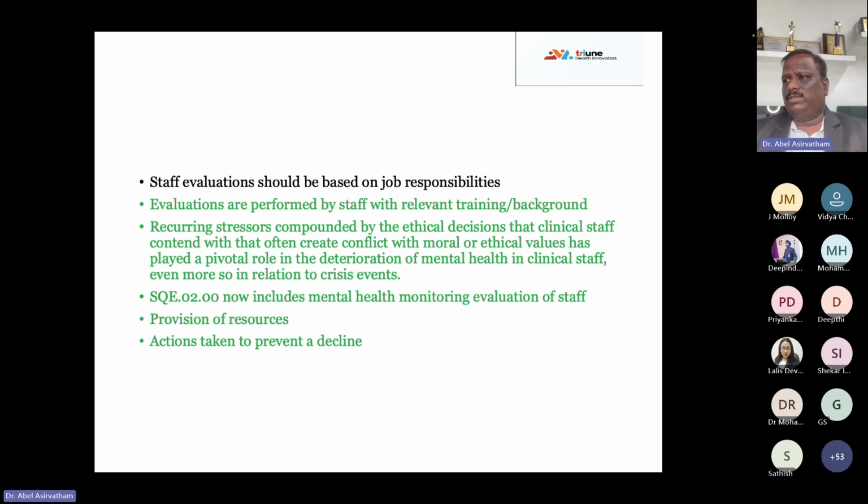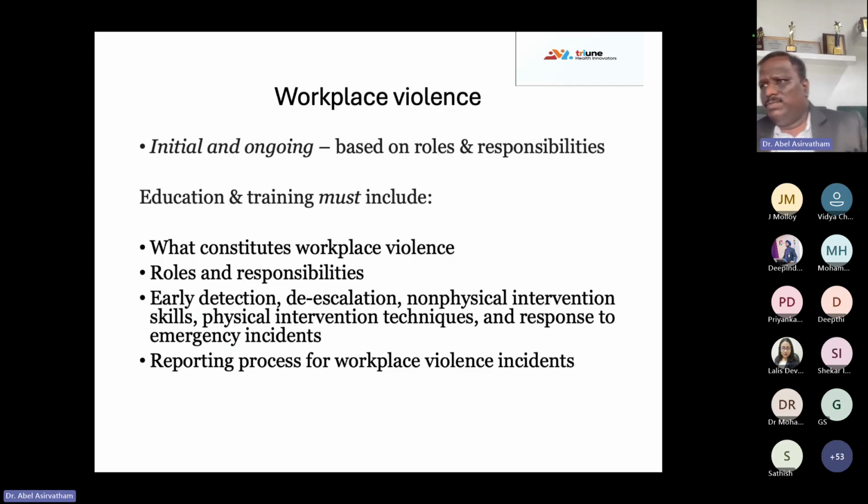Then it talks about the provision of resources for the same, and action taken under decline. So workplace violence, it's initially ongoing based on roles and responsibilities. It talks about education and training, which must include defining what constitutes workplace violence.